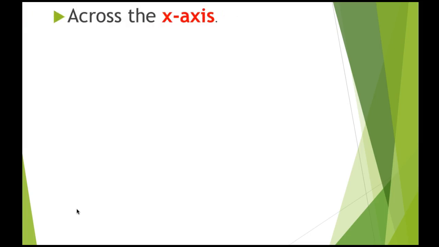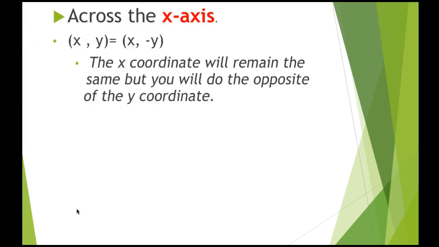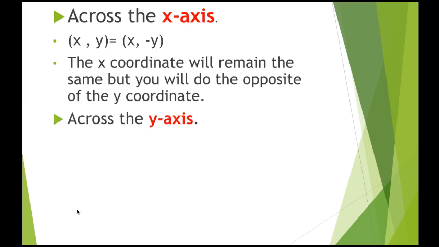Okay, now these are the rules for reflections, and I need you guys to jot this information down. When you're reflecting an image across the x-axis, (x, y) becomes (x, negative y), and we're going to talk about that in a second. What this means is that the x coordinate is going to remain the same, but you're going to do the opposite of the y coordinate. I know that the rule says negative y, but in this context I want you to think of the negative sign as opposite. Not negative, but opposite. So x is going to stay the same, but you're going to do the opposite of y.